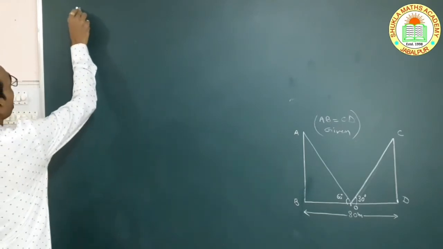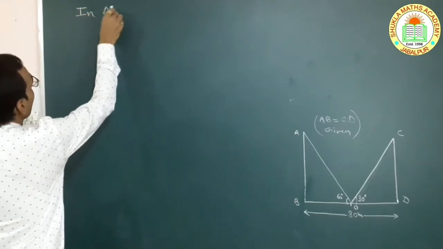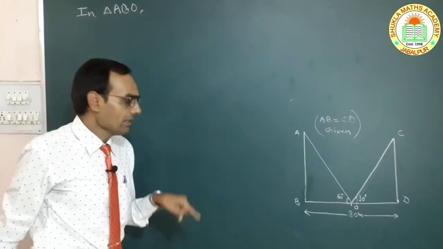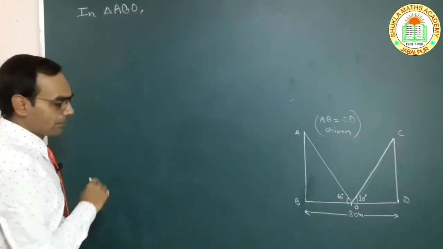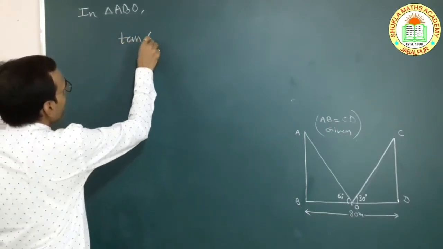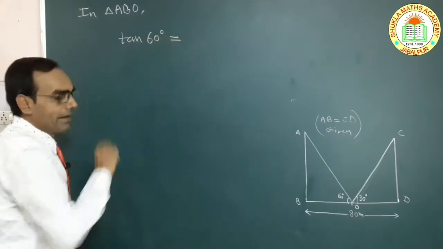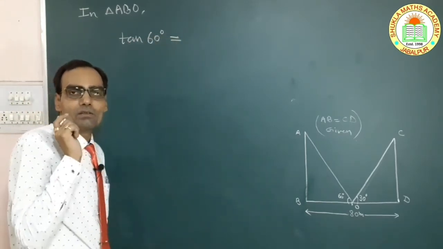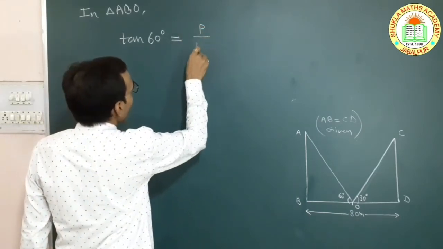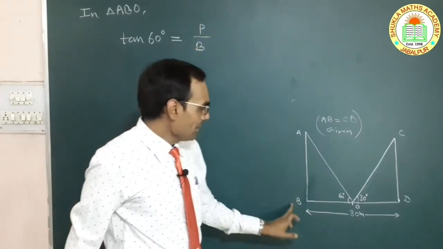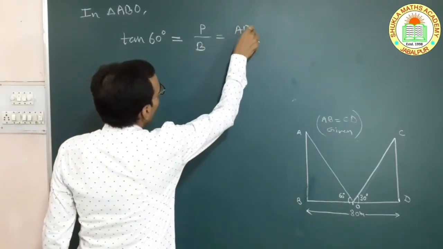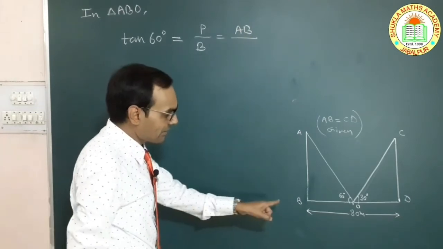So in triangle ABO, we will apply tan 60 degree, because the angle of elevation is 60 degree. So we use tan 60 degree equal to, and tan theta we know is P by B, perpendicular by base. In triangle ABO, the perpendicular is AB and the base is BO.